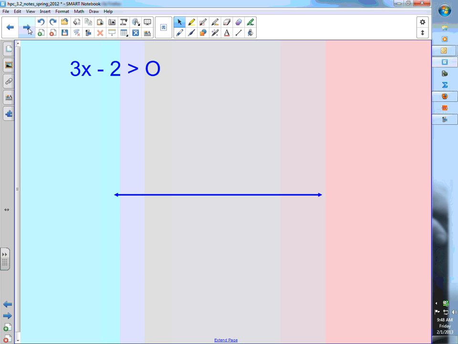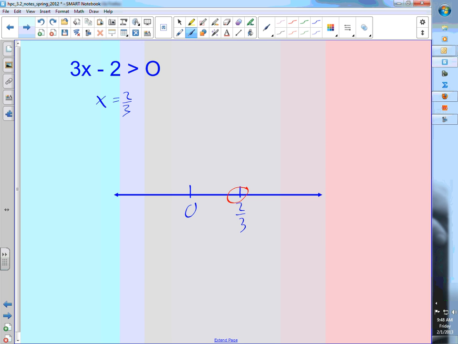3x minus 2 is greater than 0. Another way to do this would be to find the roots and then plus-minus test it. So if we treat this and we say, okay, we're going to solve when we find the root is going to be where x is equal to 2/3. So here's 0, here's 2/3. Because this is a greater than, not a greater than or equal to, do we include the root? No. So I would circle the root.